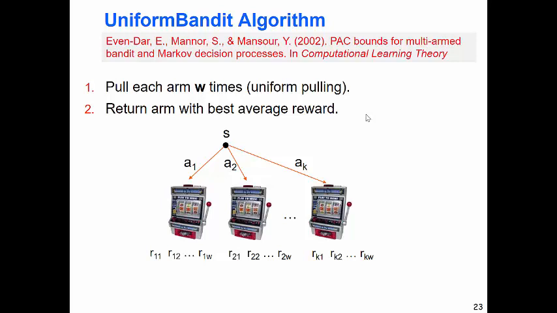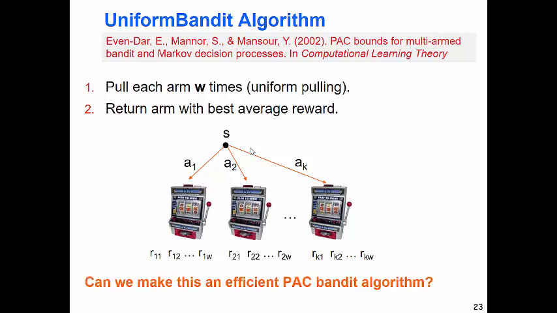So all we're going to be doing here is trying to figure out how big W needs to be. And this is going to be very similar. We're going to use the Chernoff bound again, very similar to when we talked about estimating the statistics of an MDP with finite samples. All right. So can we make it efficient?